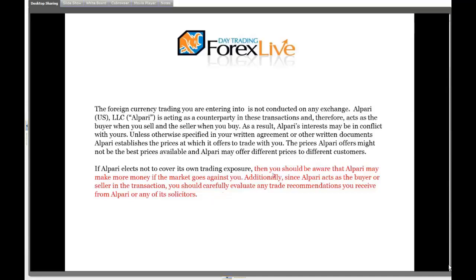The second part there is, additionally, since Alpari acts as the buyer or seller in the transaction, you should carefully evaluate any trade recommendations you receive from Alpari. Now, it's not just trade recommendations, but also anything they tell you as far as how to be a profitable trader. They're essentially telling you that you should carefully evaluate it because there's a major conflict of interest. That's a very important point to keep in mind no matter what type of strategy you use, and you'll see why that's important as we move forward.